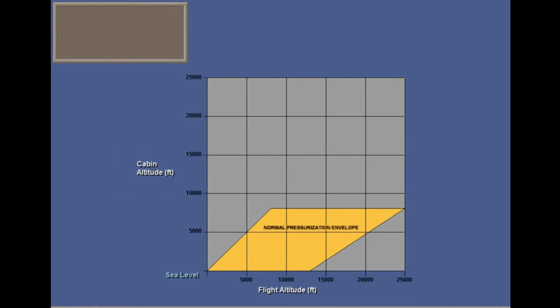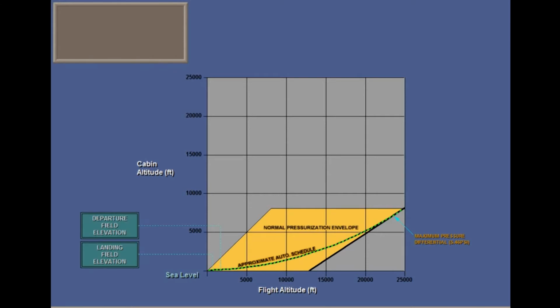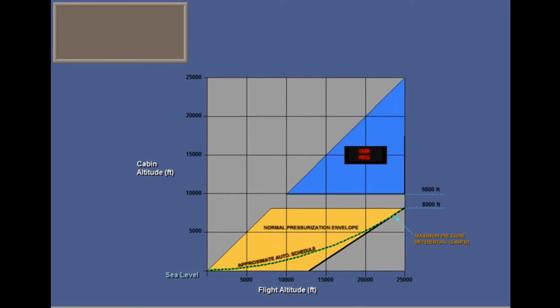As the aircraft climbs, cabin pressure is scheduled to climb at a slower rate within this pressure envelope to maintain a normal pressure differential of up to 5.46 psi. The automatic pressurization schedule is programmed to approximately follow this curve. However, the auto schedule is affected by departure and landing field elevation above or below sea level. The maximum scheduled cabin altitude is 8,000 feet, and the cabin pressure warning light comes on at cabin altitudes above 9,800 feet.